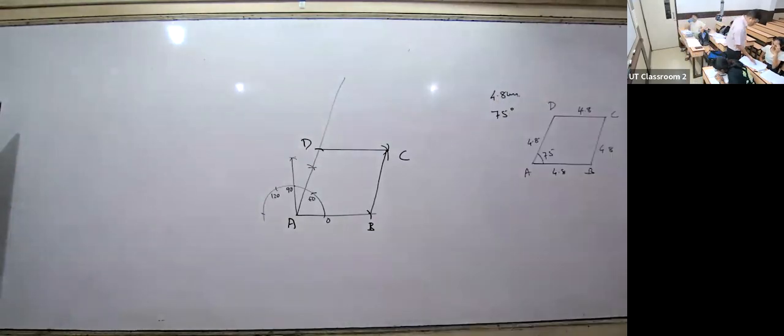What is this, sir? How did he get this, sir? Tell, show me. How did you get this one? 75 you got, after 75 what? How did you get C? How did you get D? 4.8. How did you get the 75?